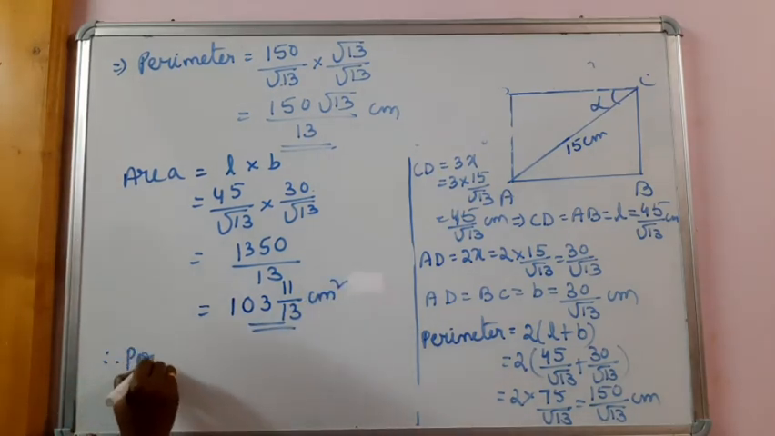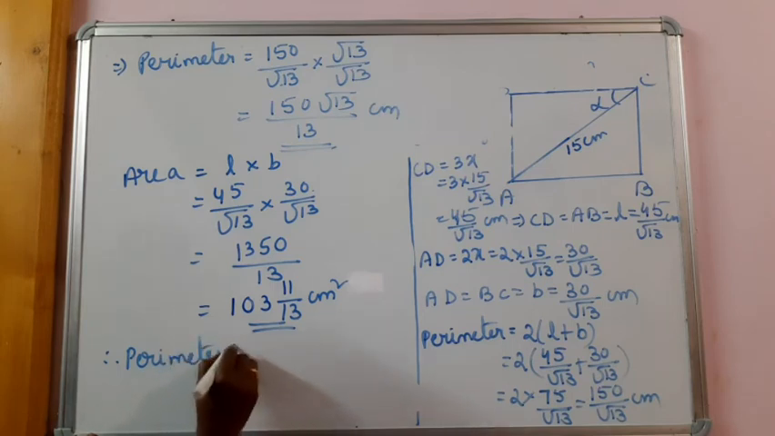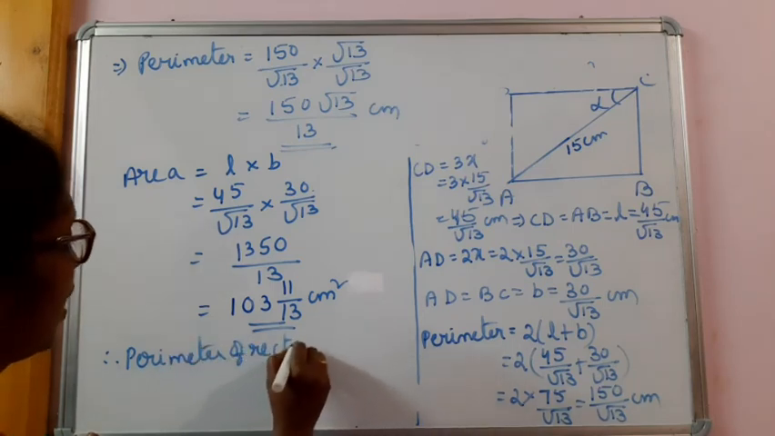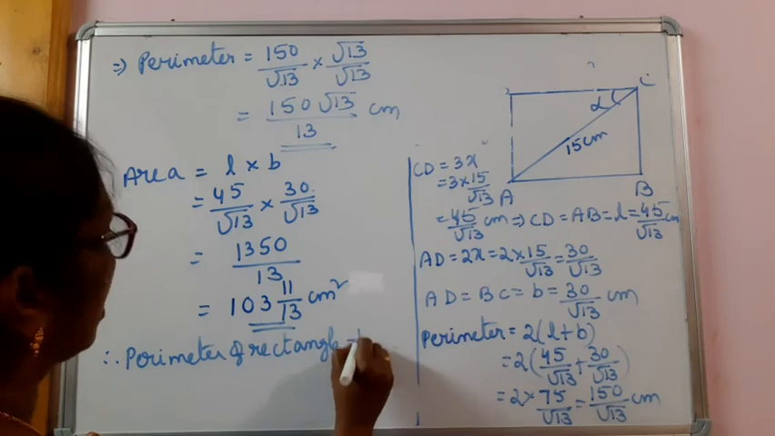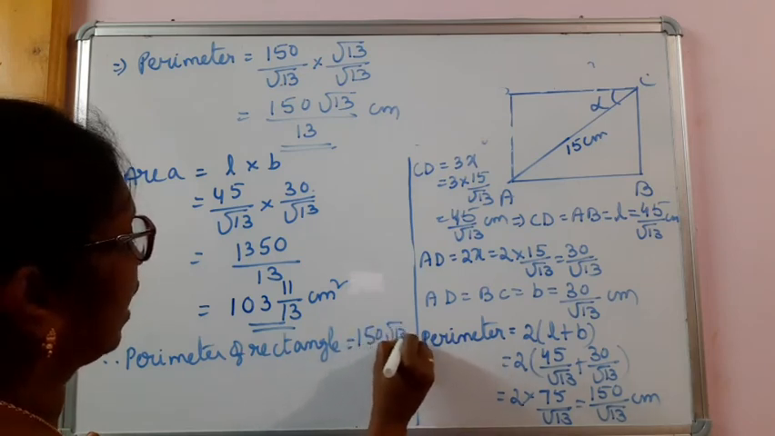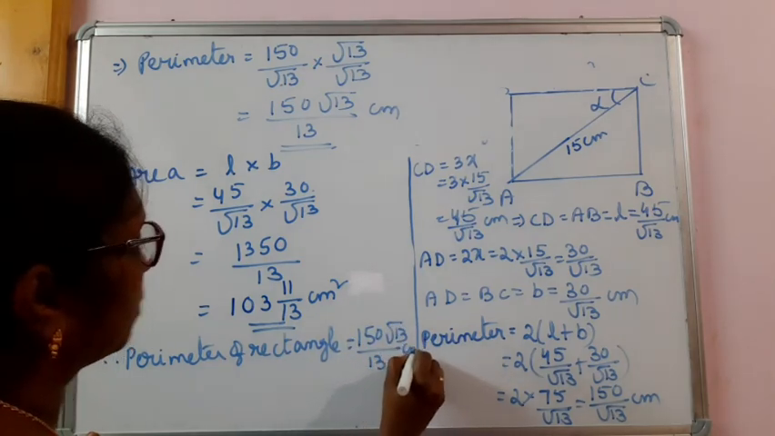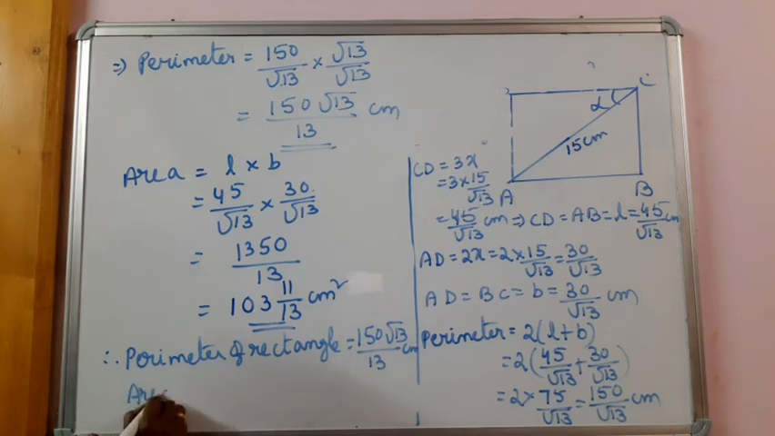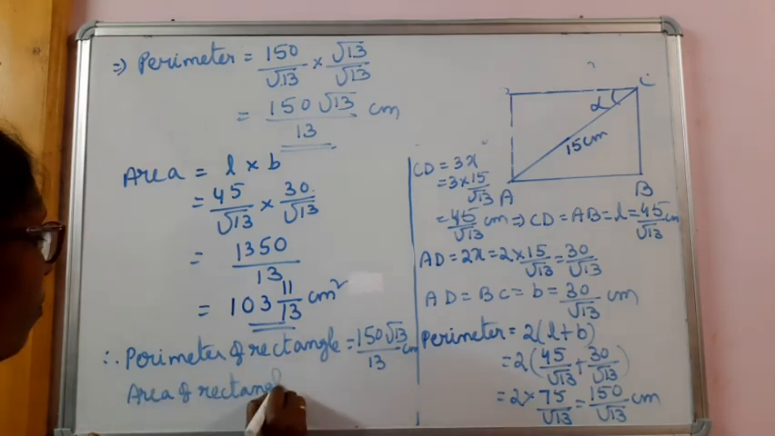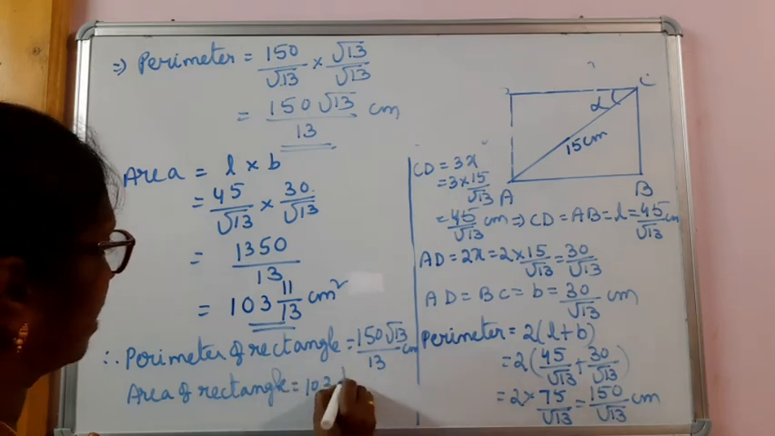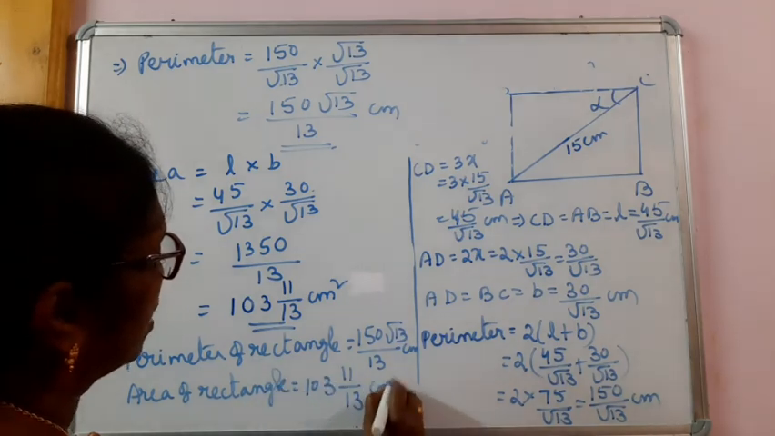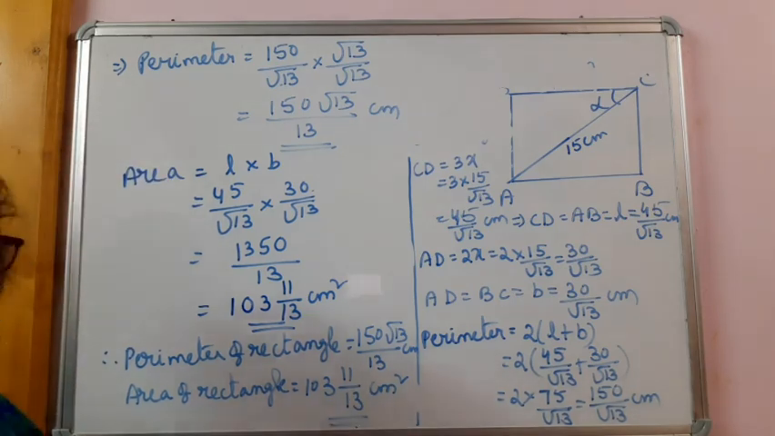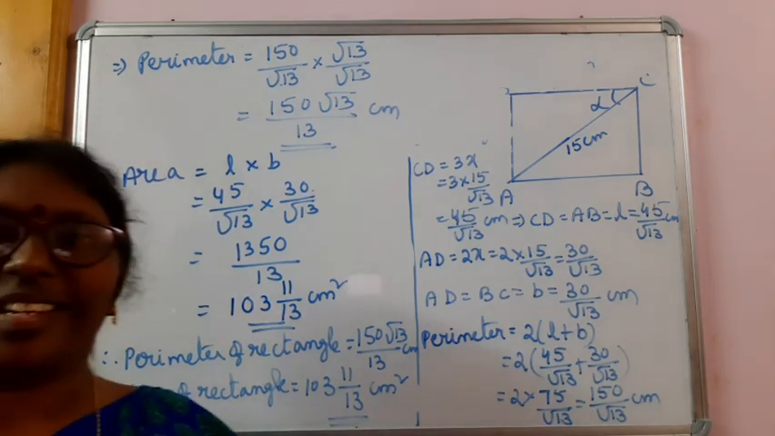Therefore, always try to write the answer like this. Perimeter of rectangle is equal to 150 root 13 by 13 cm. Area of rectangle is 103 and 11 by 13 cm square. That is what was asked of us and we have to show it clearly.